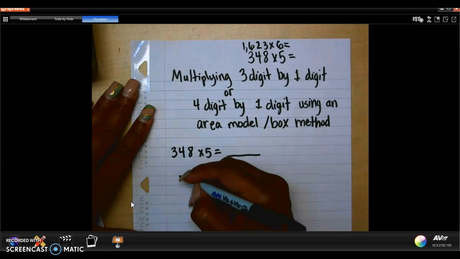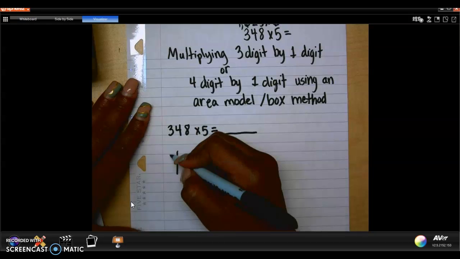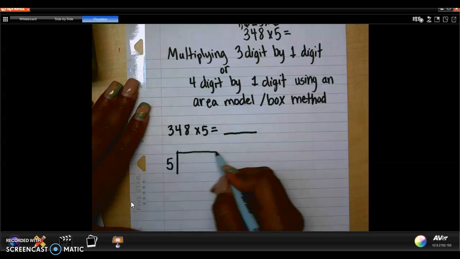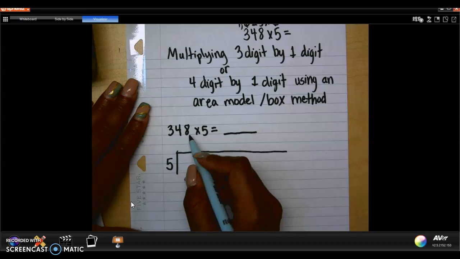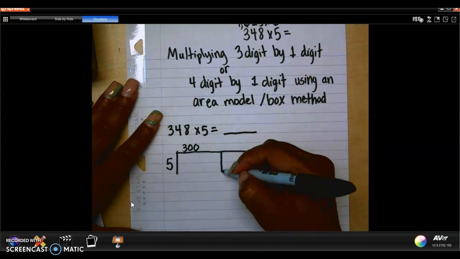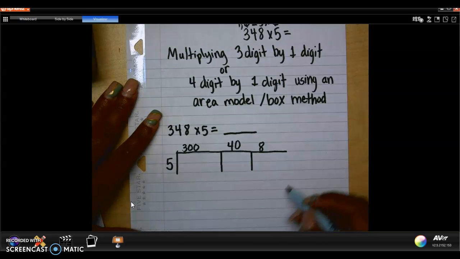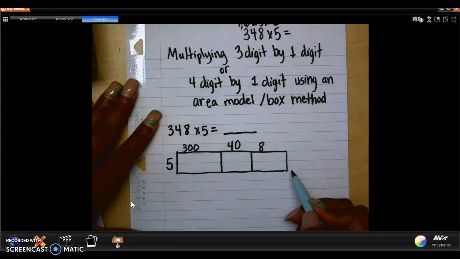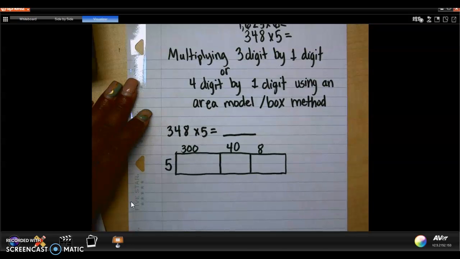So with the box method, kind of like it says, there's a box that we need to set up. And so we're multiplying by 5, and we're going to break the number 348 down into its expanded form. So we have 300, we have 40, and then we have 8. And we're going to multiply each of these numbers by 5. We're going to have that number 5 times.